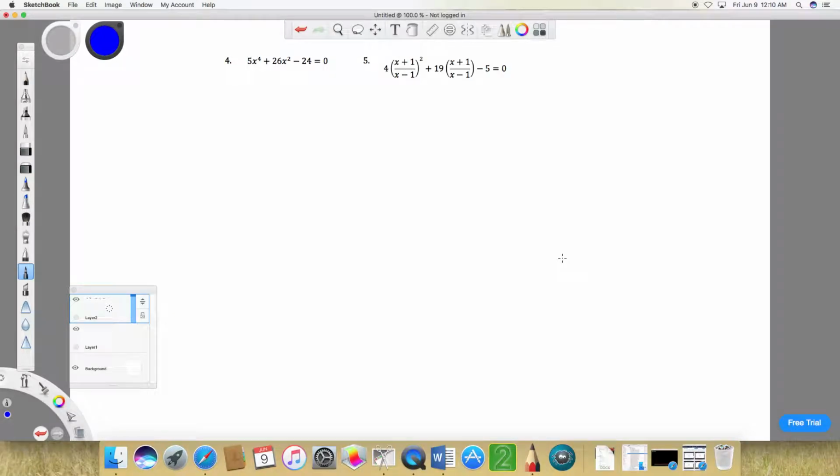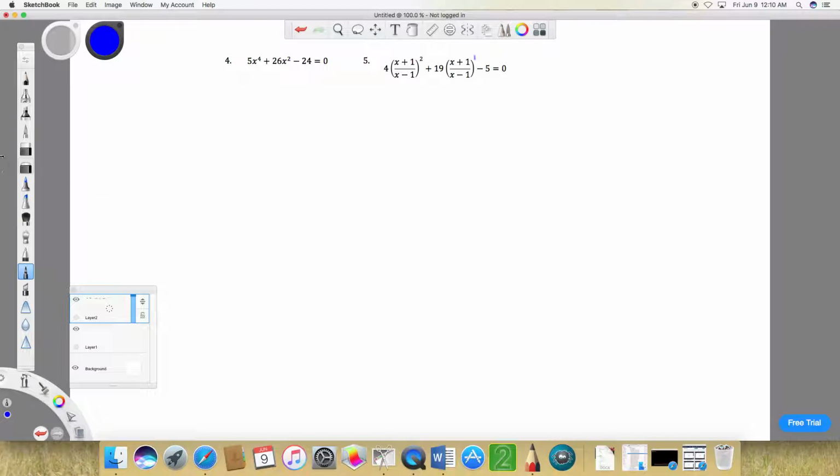Let's take a look at solving these two equations. They are not quadratic equations, but they are what we call quadratic in form. If we look at the middle term, this degree is 2, and the degree of the first term is 4, and 2 is half of 4. Here we have x plus 4 over x minus 1 being raised to the first power, and x plus 4 over x minus 1 being raised to the second power. 1 is half of 2. So these are both quadratic in form, and we can solve these by a technique called a u substitution.